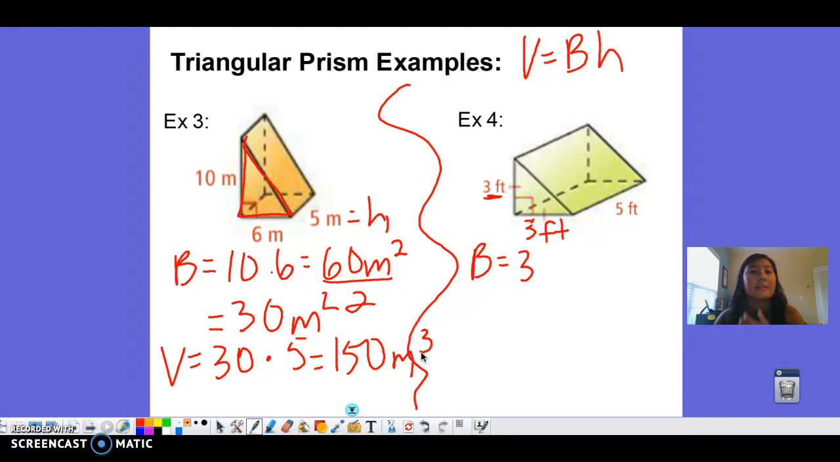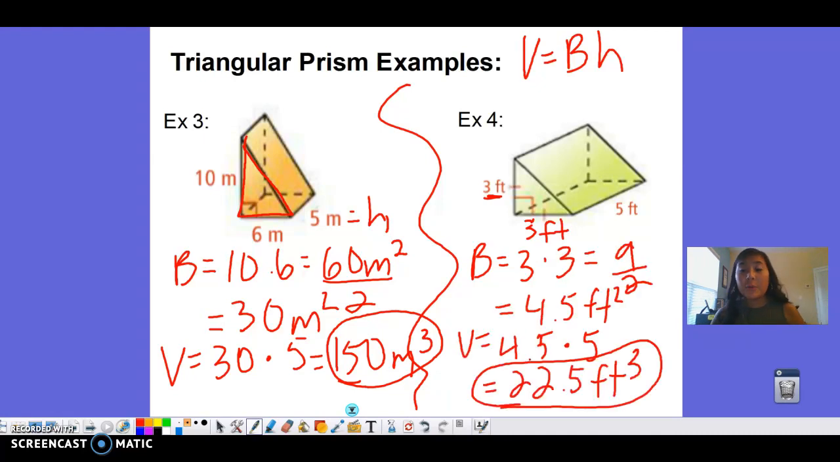My apologies on that, guys. I completely forgot we were dealing with a triangle. But yes, the area of the base of a triangle is going to be base times height divided by 2, or multiplied by 1/2, whichever one you prefer to do. So I'm sorry about that, but the volume for example 3 is the 150 meters cubed. Now go ahead and try example number 4.